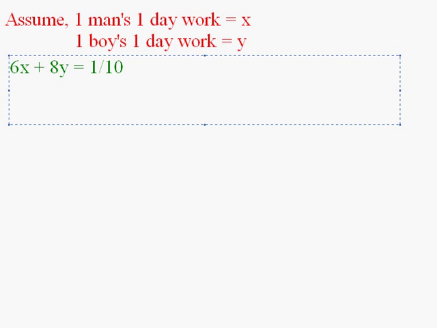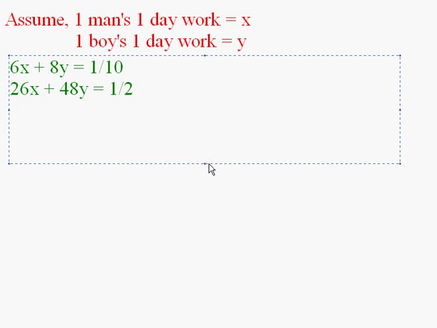In a similar way, we can write another equation. It will be 26x plus 48y is equal to 1 upon 2, because the more people you employ for some work, the easier it is to finish the full work quickly, right? By solving these two equations simultaneously, the value of x will be 1 upon 100. And y will be 1 upon 200.